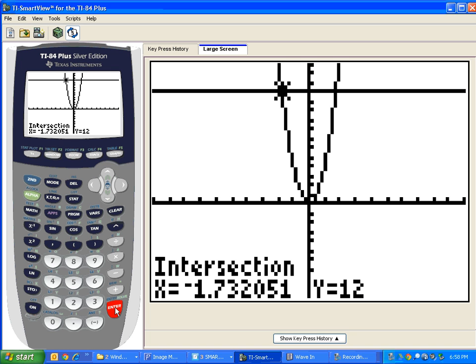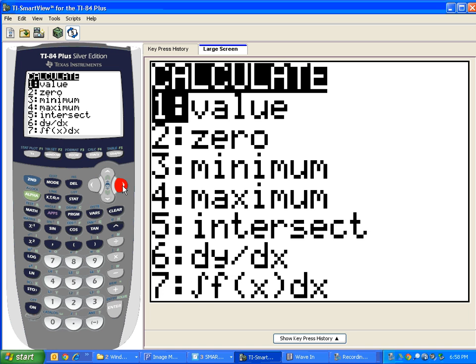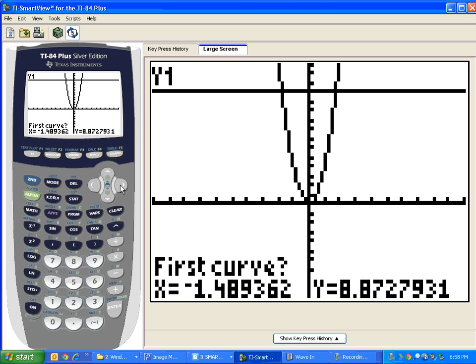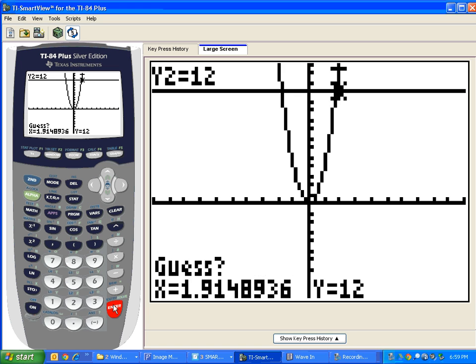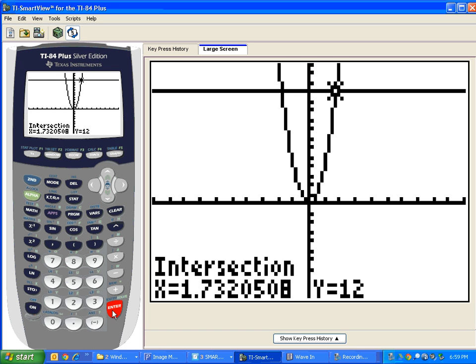If I go ahead and check the other one, second calc, option 5. I'm going to scroll over a little bit. I'm really hoping I get positive 1.73, or that positive square root of 3. So enter, enter, enter again. Look at that. Square root of 3.